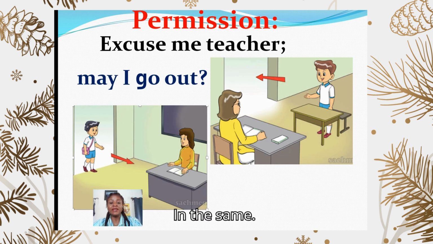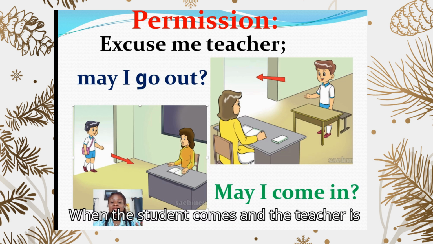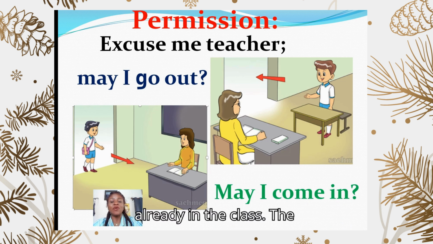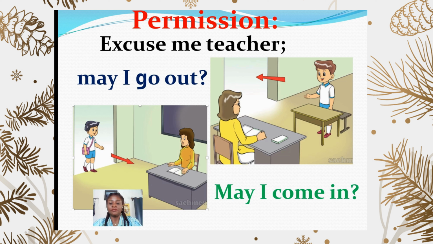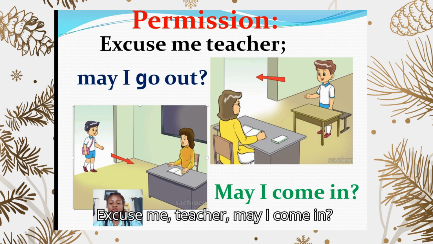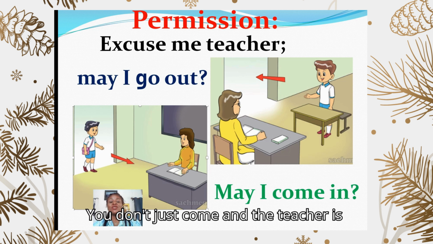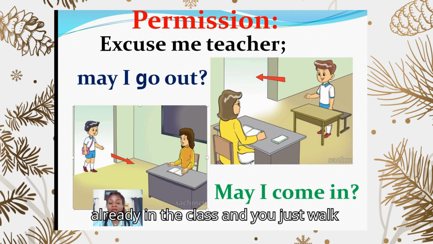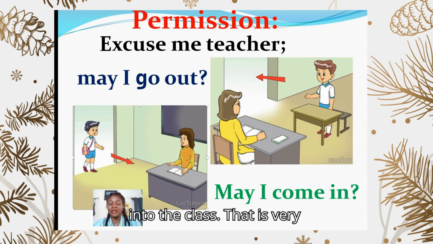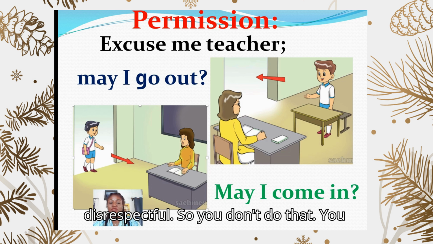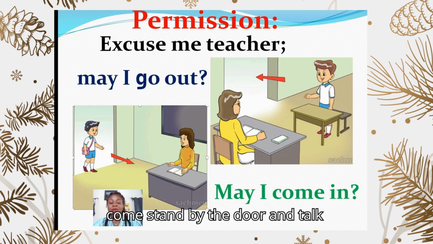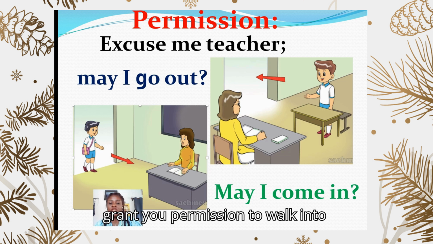In the same light, when the student comes and the teacher is already in the class, the student will say, "Excuse me, teacher, may I come in?" You don't just come and walk into the class when the teacher is already there. That is very disrespectful, so you don't do that. You come, stand by the door and talk to the teacher. The teacher will grant you permission to walk into the class before you can walk in.